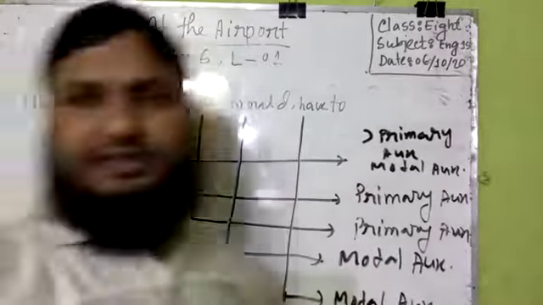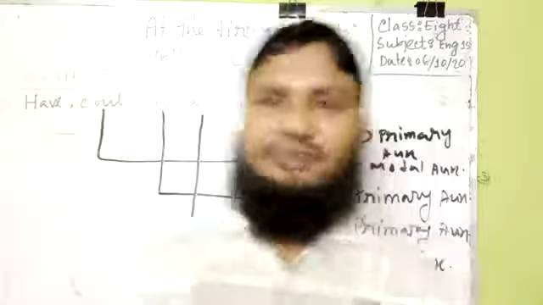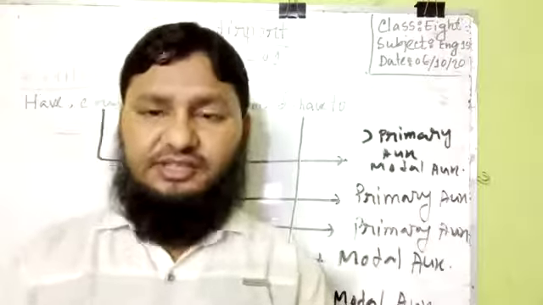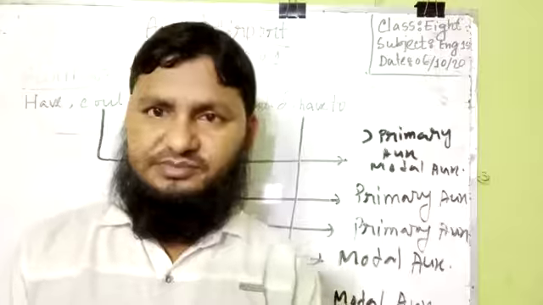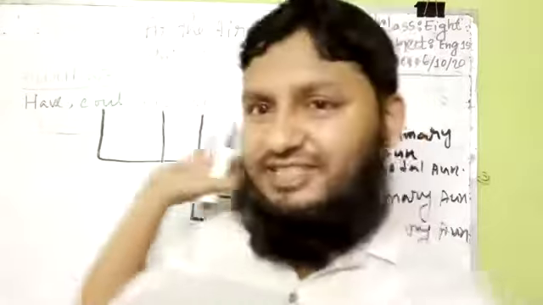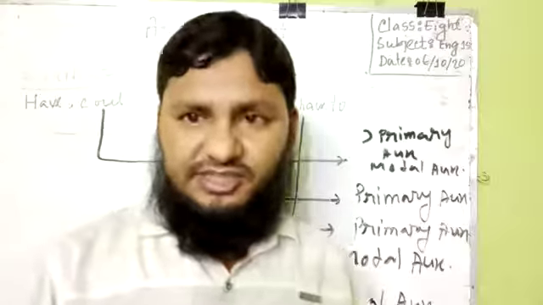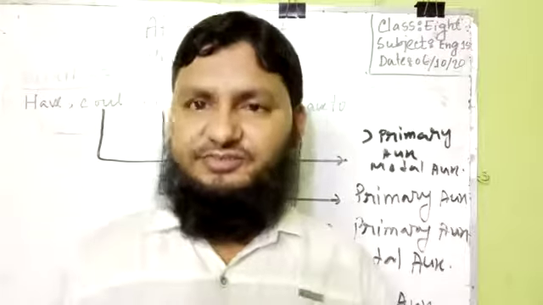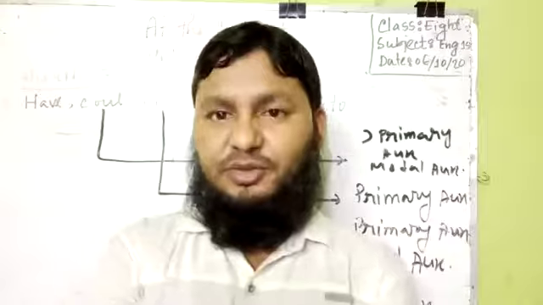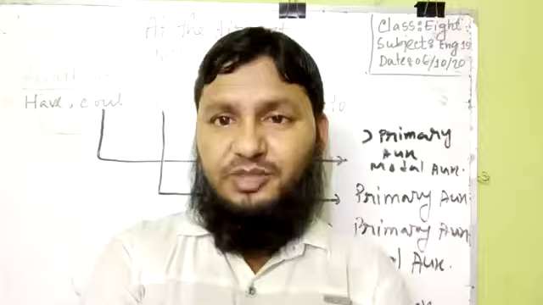My dear students, you can see in the board that there are two types of auxiliary in English grammar. One is primary auxiliary and another is modal auxiliary. And you have also understood that there are some auxiliaries which are primary auxiliary, and some other auxiliaries which are modal auxiliaries. Now the question is, sir, which one is called primary auxiliary and which one is called modal auxiliary?